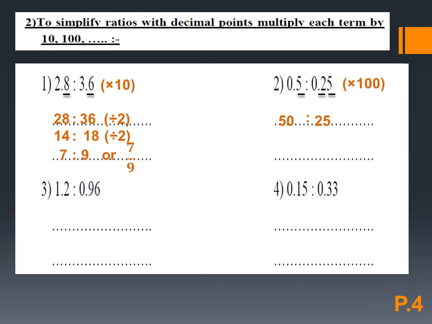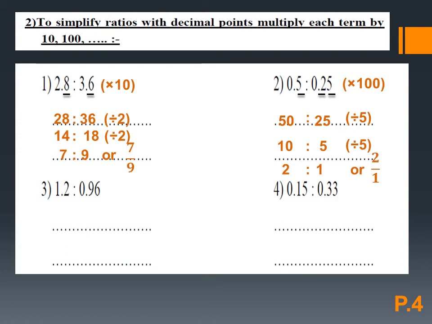50 to 25. If we have 0 and 5, divide by 5. 50 divided by 5 equals 10. 25 divided by 5 equals 5. We have also 0 and 5 in the units, so divide again by 5. 10 divided by 5 equals 2, and 5 divided by 5 equals 1. And this is the simplest form, 2 to 1 or 2 over 1.